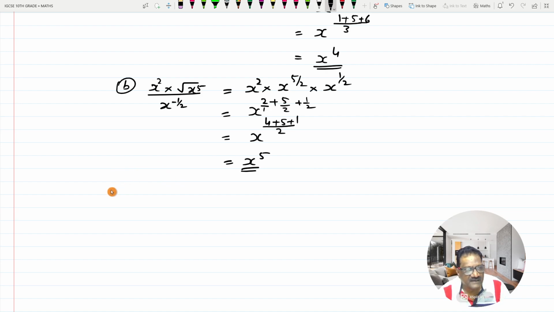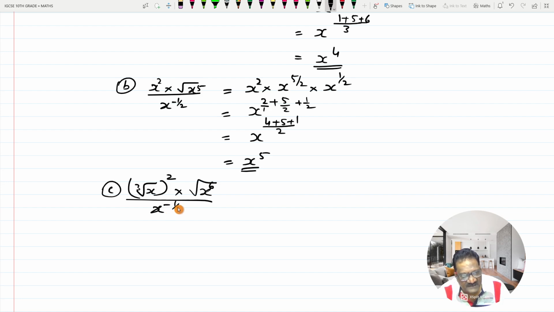Okay, now the next one is C. The C question says that you have a cube root of x, the whole square, times a square root of x raised to 6, whole divided by x raised to a minus 1 by 3.